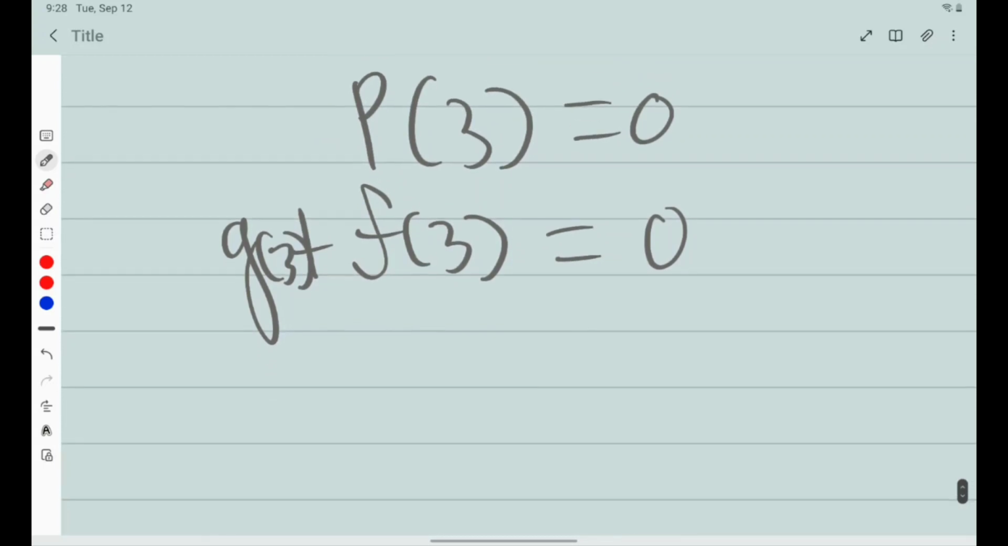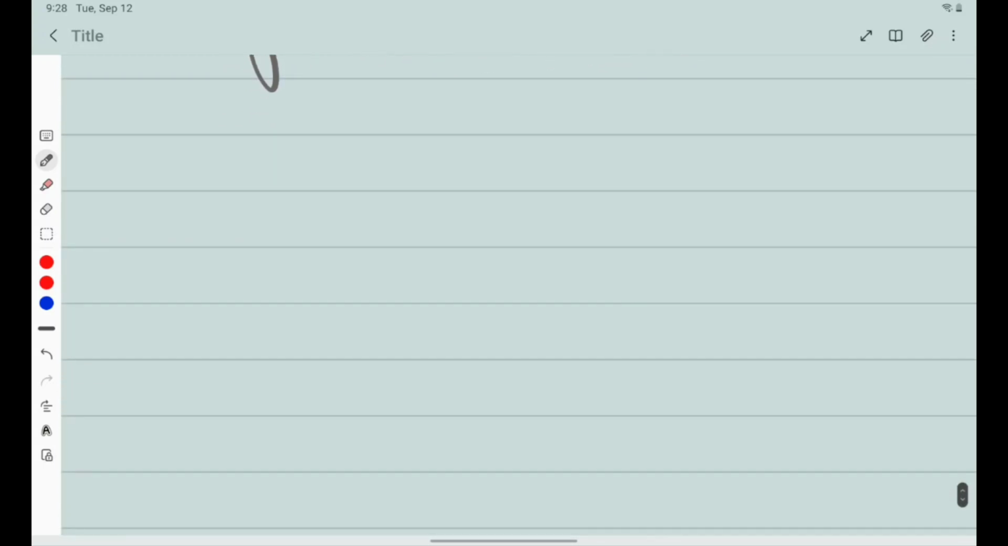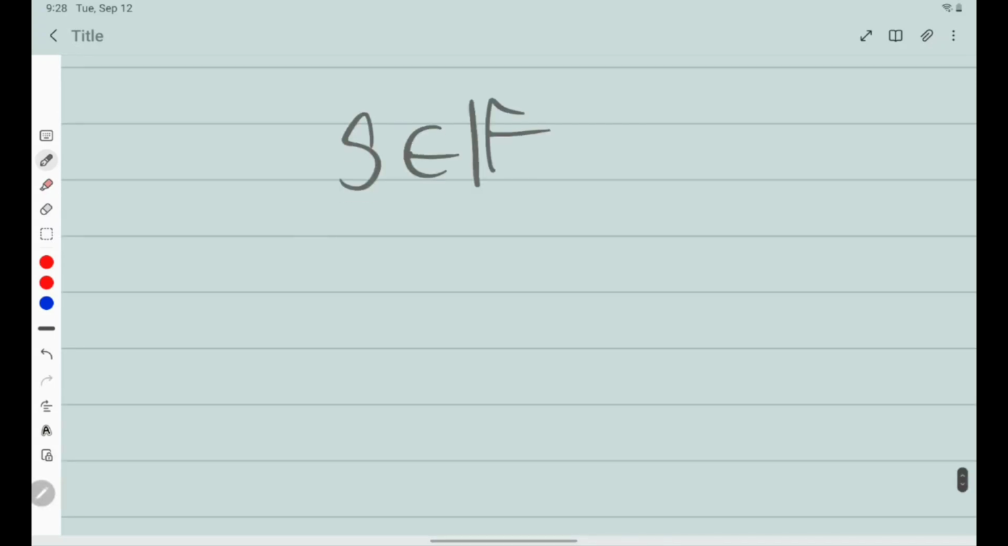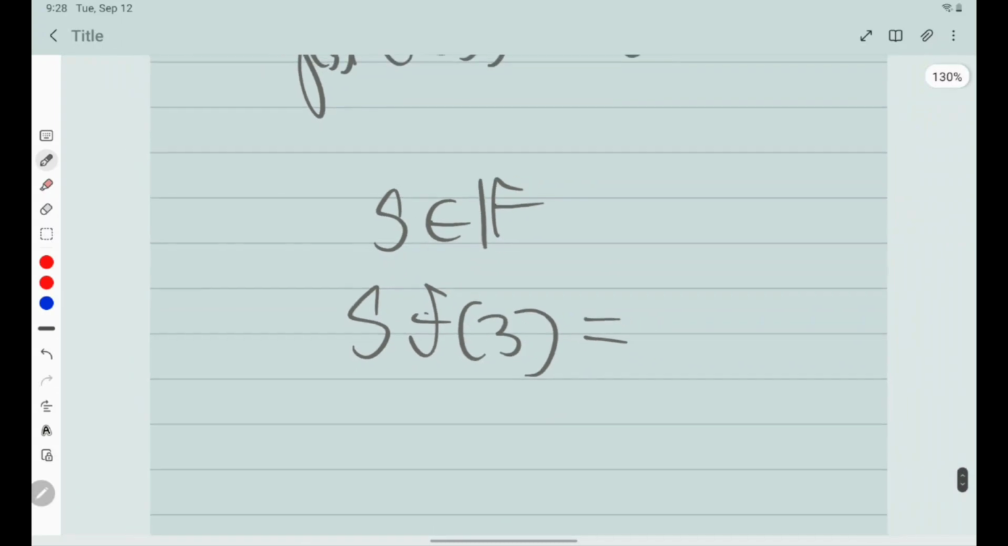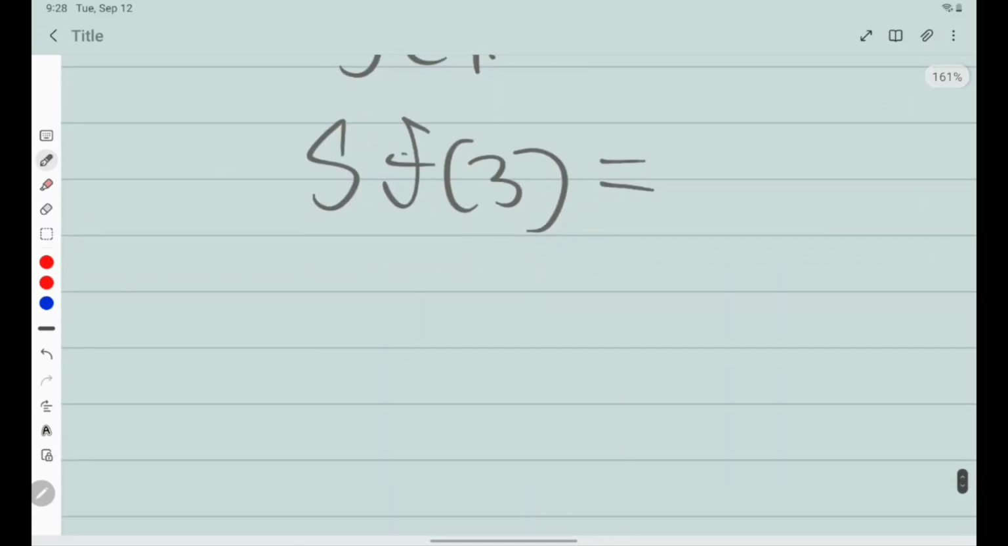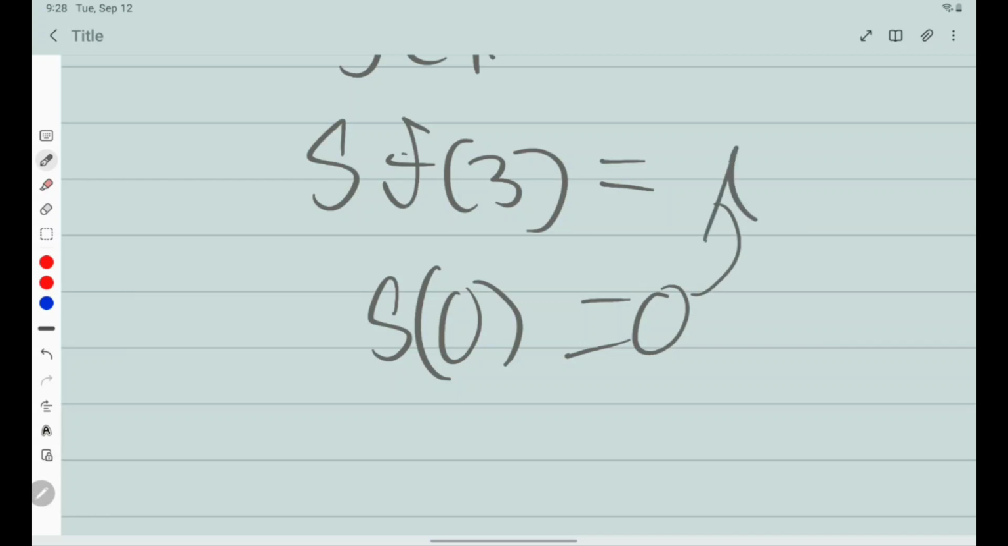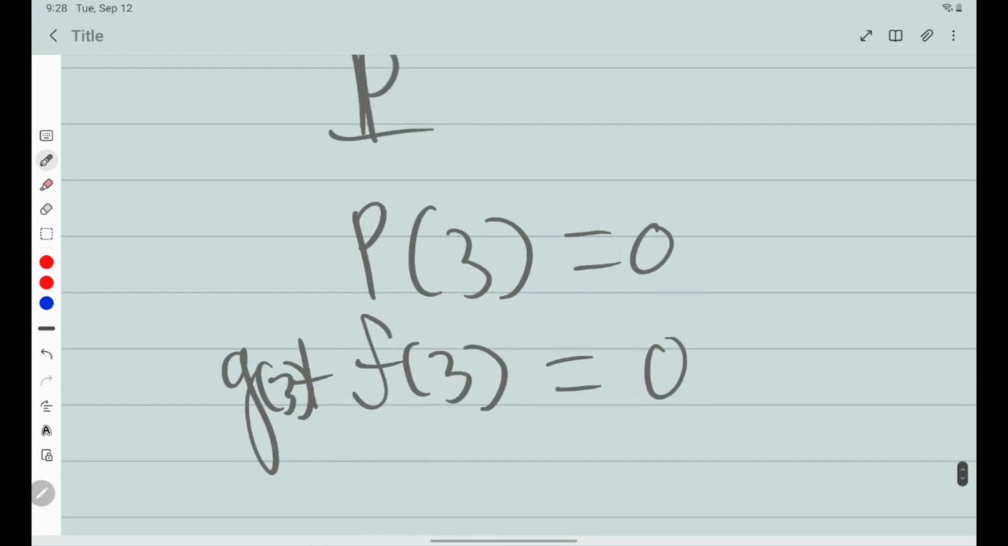And then the third condition is that it must be closed under scalar multiplication. So take some scalar s and multiply it by a polynomial where an input of 3 equals 0. Well, f of 3 must equal 0 because that's what we've defined our polynomials to be. And so s times 0, or 0 times any scalar, is also equal to 0. And 0 is our identity polynomial. So the set of polynomials where an input of 3 gives an output of 0 is a subspace of the set of all polynomials.